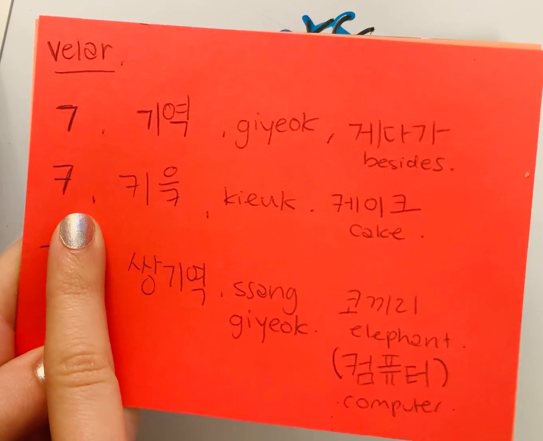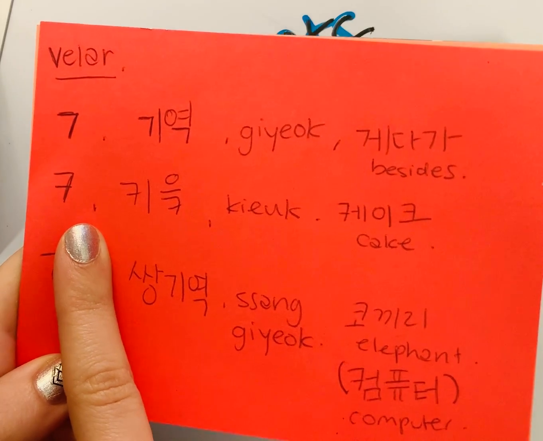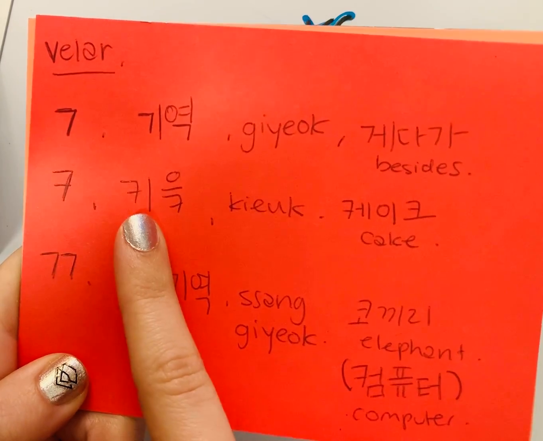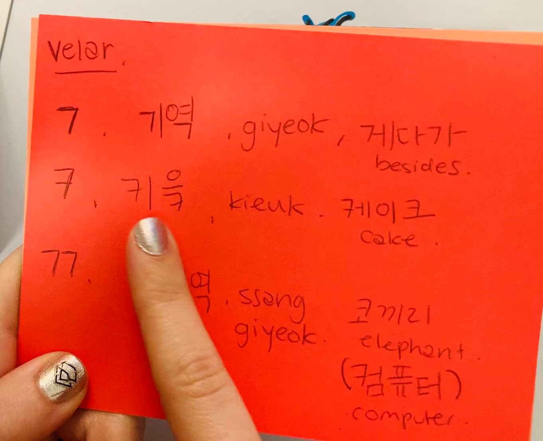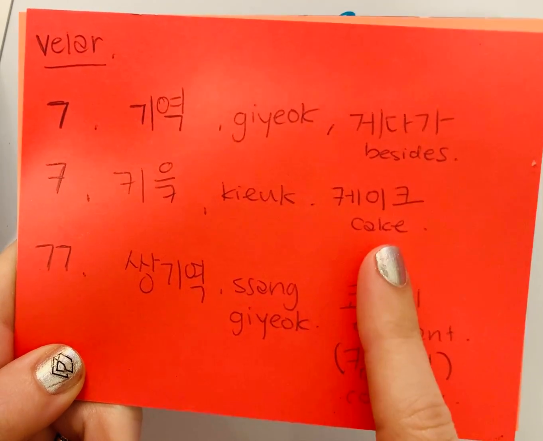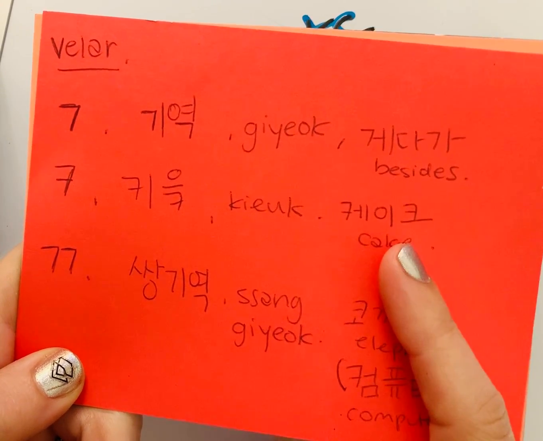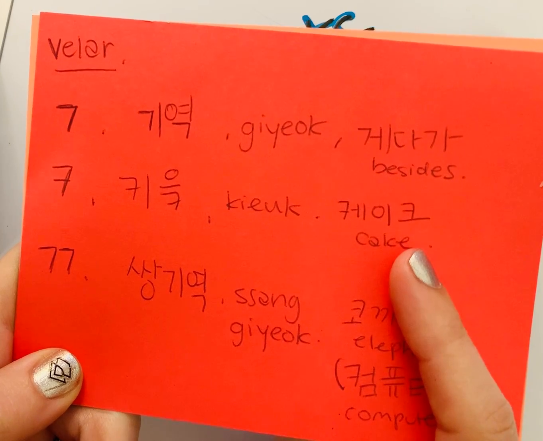Then we have an aspirated velar consonant. Aspirated just means there's going to be a puff of air, like p, puff. And this is called a 기억. As you can see here, 기억. And this is a great word to learn the sound with, the word for cake, 케이크.